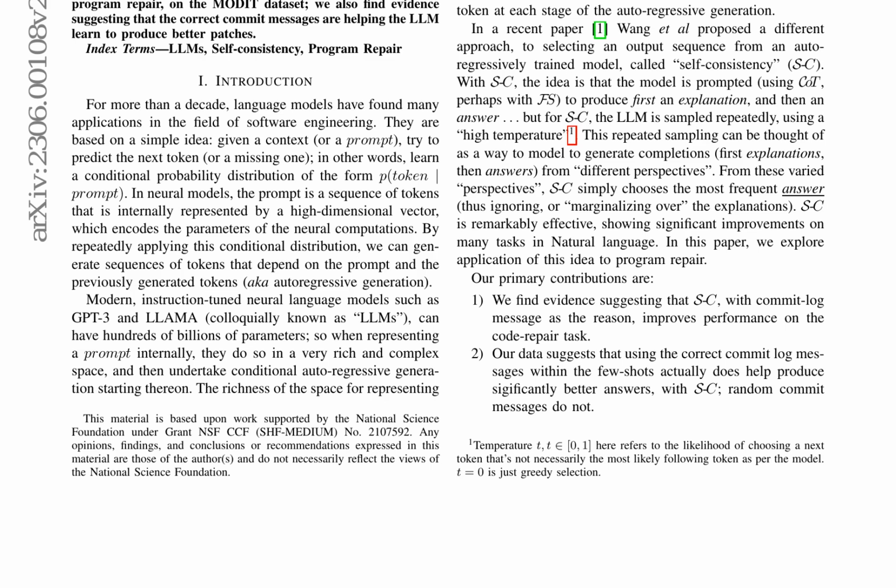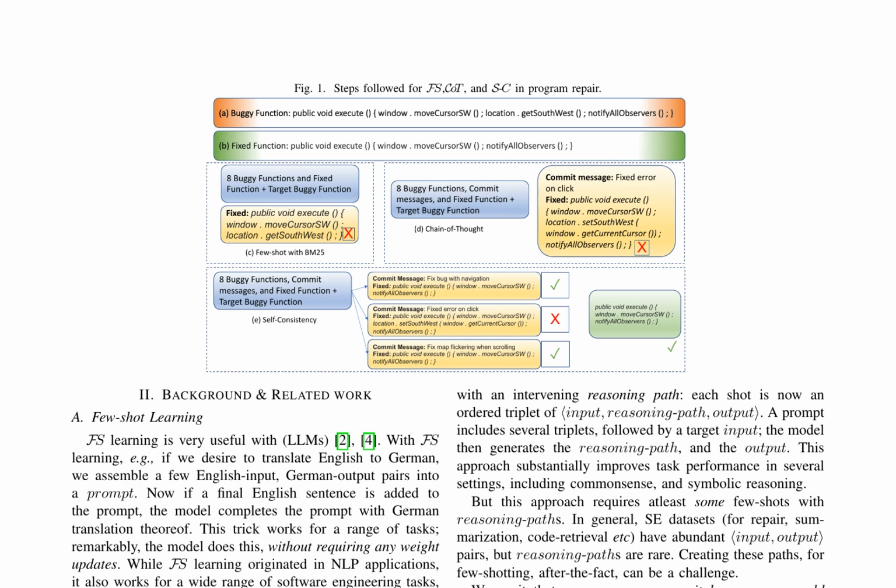The paper highlights the potential of SC in enhancing the effectiveness of LLMs in solving complex problems in software engineering, particularly in program repair. It demonstrates how leveraging commit log messages as explanations can significantly enhance the quality of generated patches. Program repair involves retrieving buggy functions, commit messages, and fixed functions using few-shot learning, a technique that assembles a few input-output pairs into a prompt, allowing the model to complete the prompt without requiring weight updates.